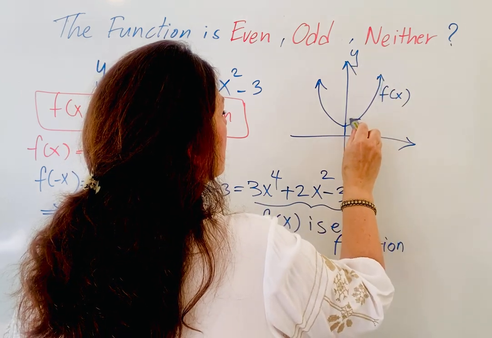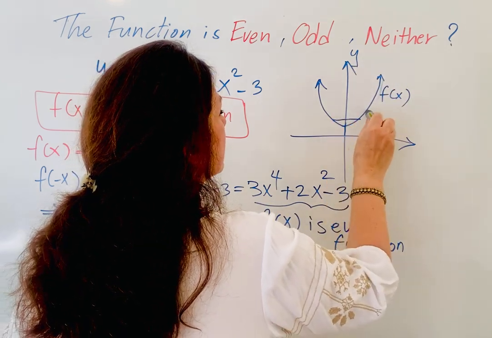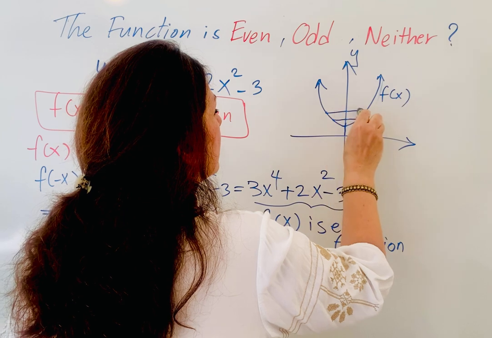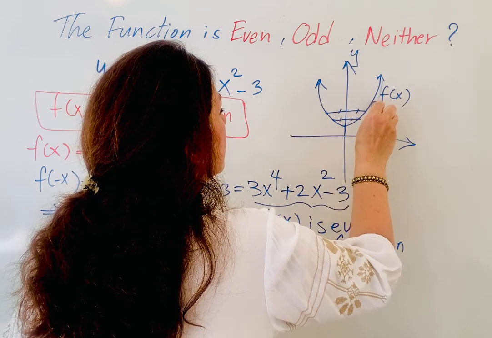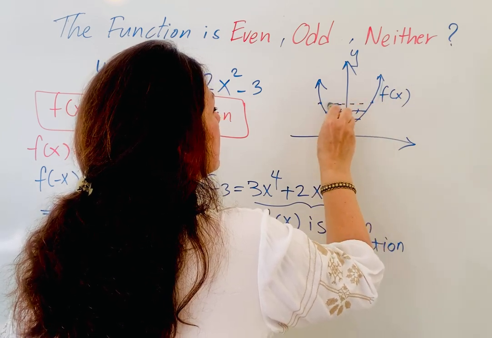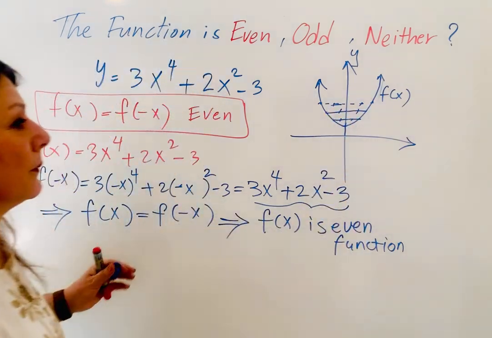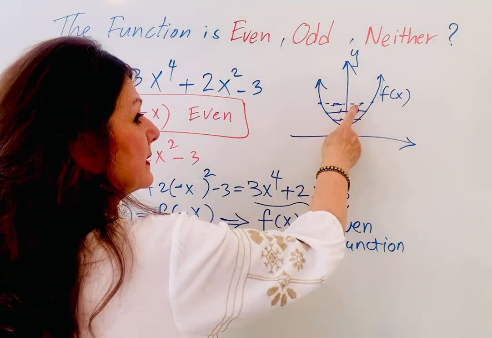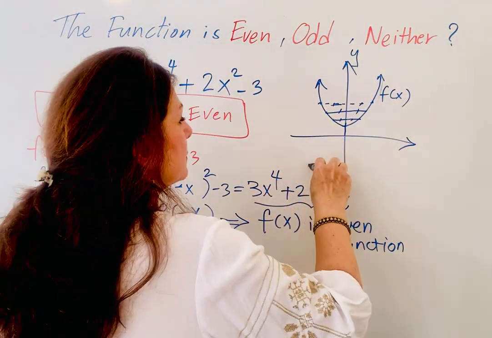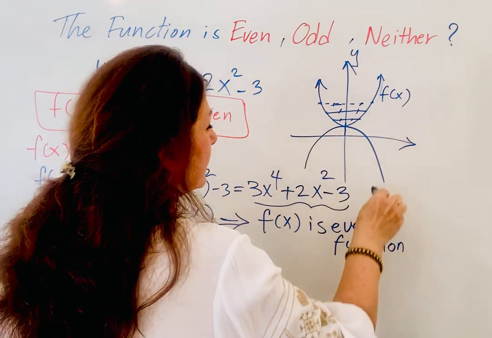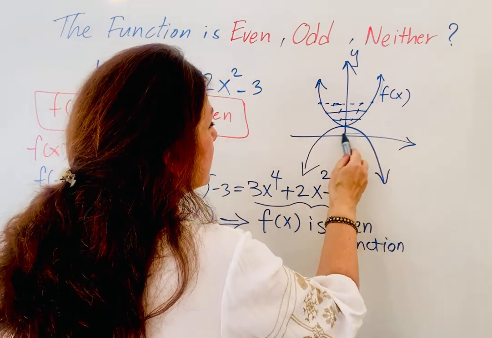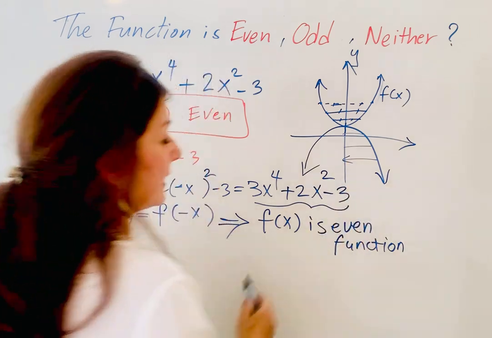Any point goes to the other side, and the other one is the same. This is an even function, must be like this or this one, doesn't matter which way. This is even because this is symmetric to the y-axis.